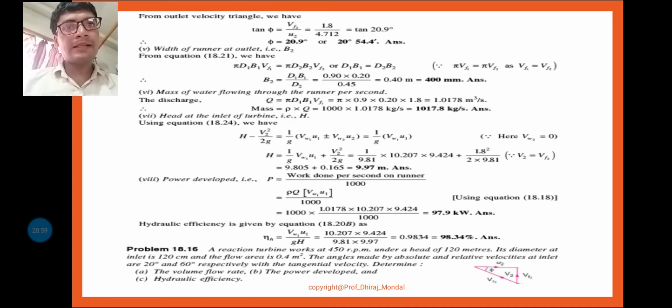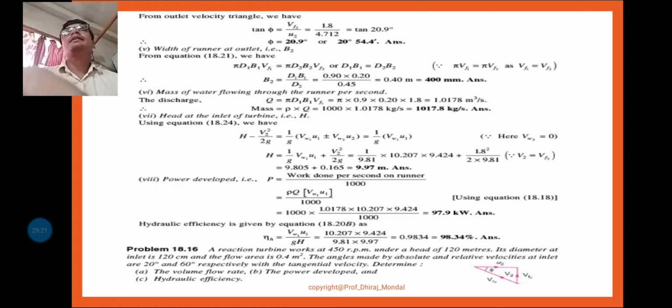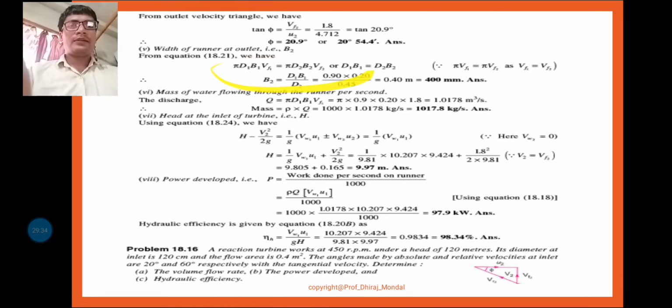Question number 5: width of the runner at outlet, that is B2. Before finding the width of the runner, you need to find out the discharge also. The formula of discharge is pi d1 b1 into Vf1, and by the help of the continuity equation, it can be written as pi d1 b1 Vf1 is equal to pi d2 b2 into Vf2. So this is your formula.